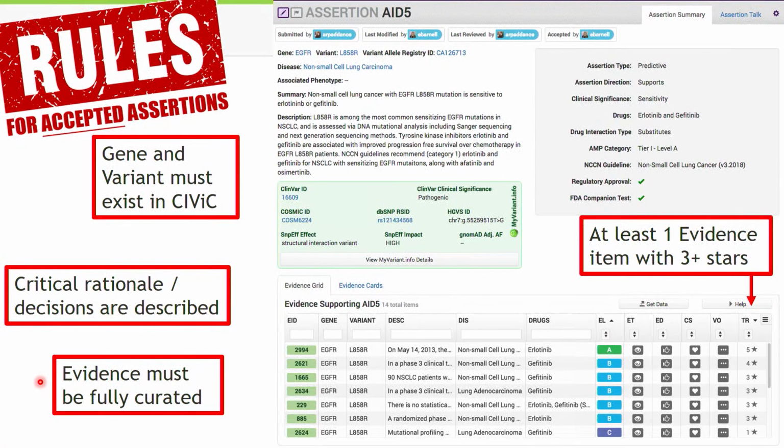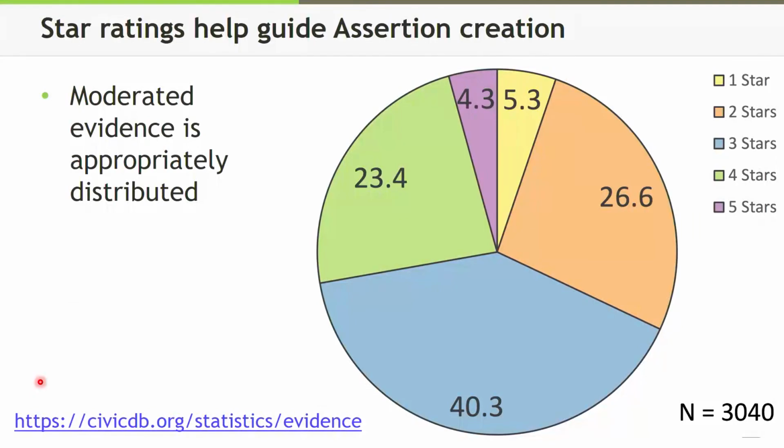So evidence items that support an accepted assertion, you need to have at least one with 3 or more stars. So I mentioned these trust ratings. And I'm not saying all of them have to be that, as you saw, we had a range from 5 to 1 stars there, but we want them to at least have some evidence of average quality or better. And you can actually see from over 3,000 evidence items that have been accepted in CIViC, the criteria that we use are actually working pretty well.